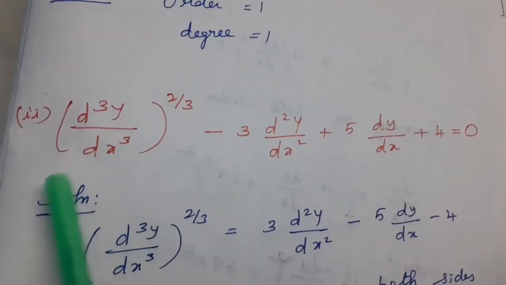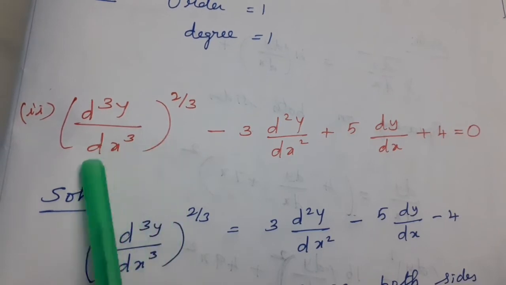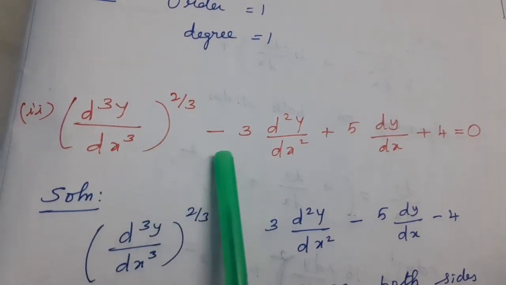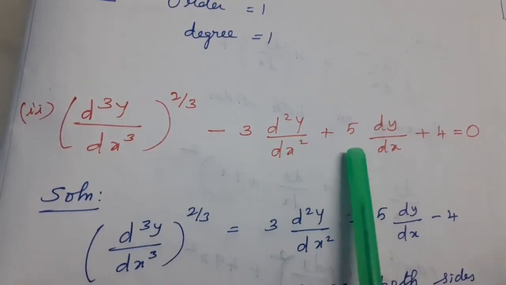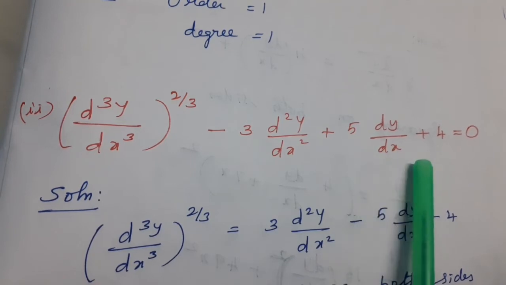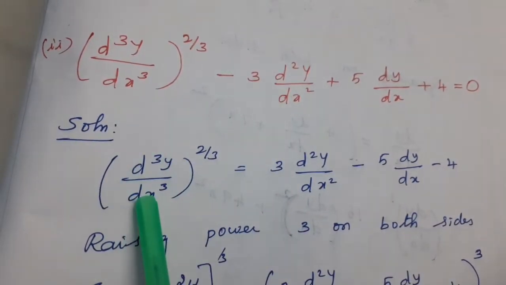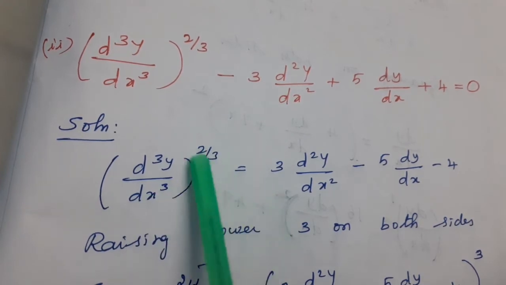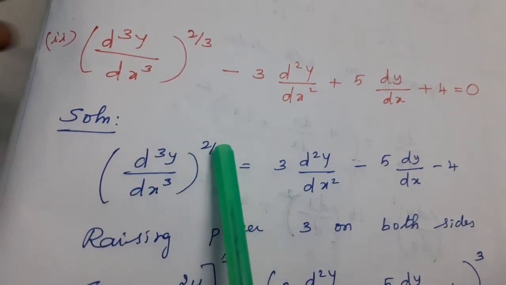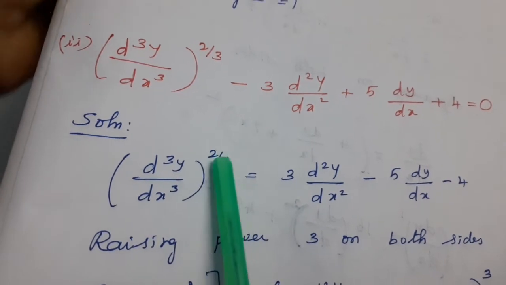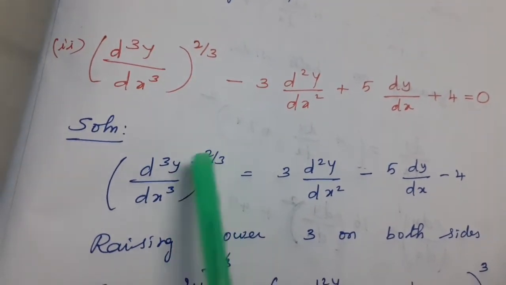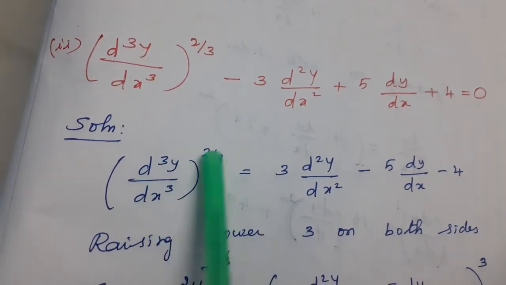Similarly, see the second one: (d cube y by dx cube) whole power 2 by 3 minus 3 into d square y by dx square plus 5 into dy by dx plus 4 equal to 0. What is the solution? Keep it on the left hand side for this one, because the power is not in numerical form. This is in fractional form, so we convert it into a whole number.